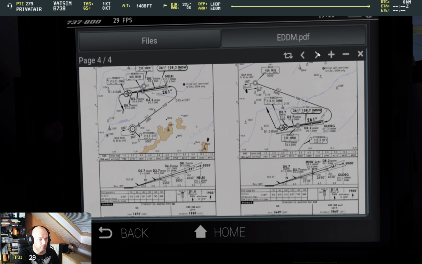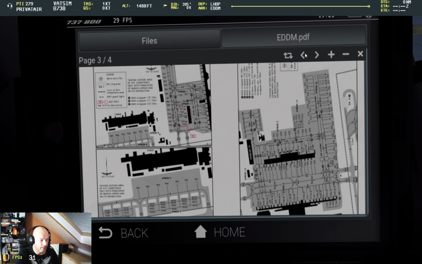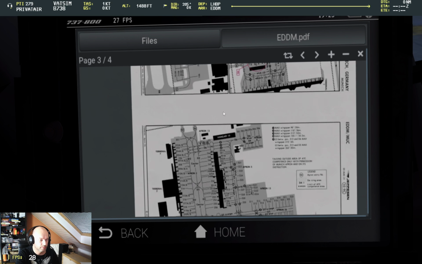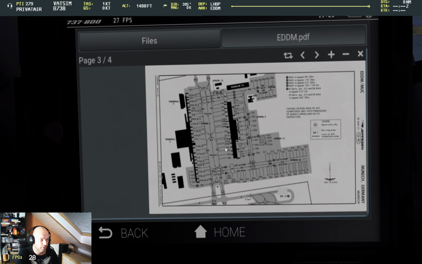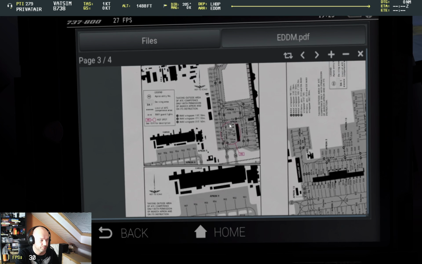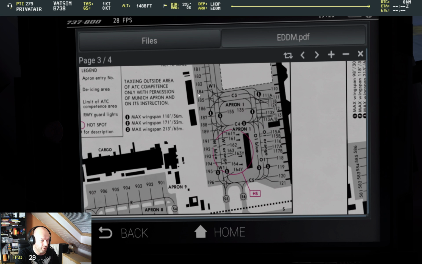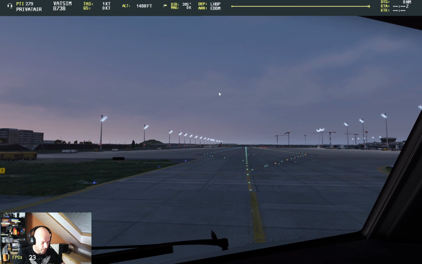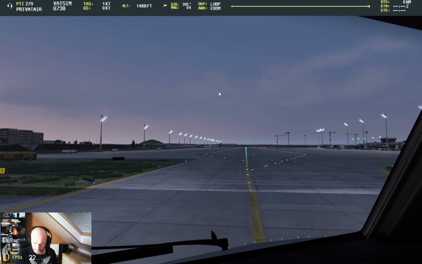But yeah, today we did cheapos, so we don't get a stand with a finger dock. No, I'm in the wrong chart, of course. So 184 is here. So we are here. We just taxi Whiskey 1 and then 184. Park brake off, taxi light on, let's go.